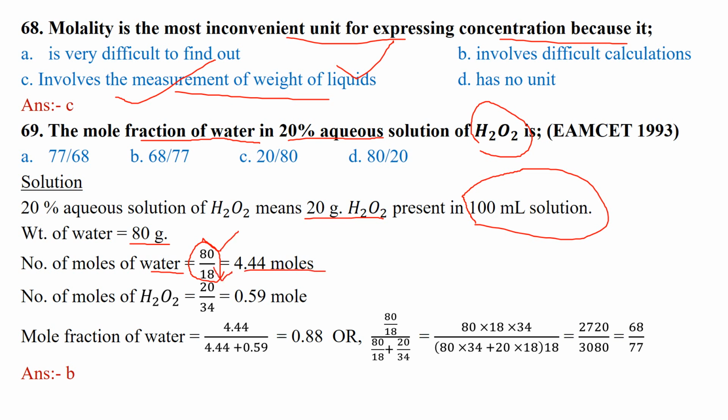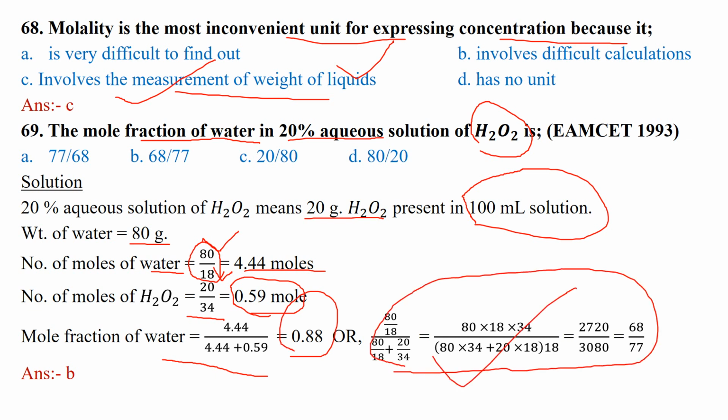Similarly, the number of moles of hydrogen peroxide is 0.59 mole. Then the mole fraction of water is 0.88. In another case, by using this formula, we could also calculate it. If we do not convert this ratio value into decimal, then we use this formula. So the answer is 68 by 77. 68 by 77 means 0.88.